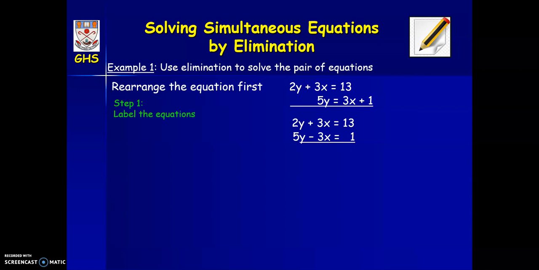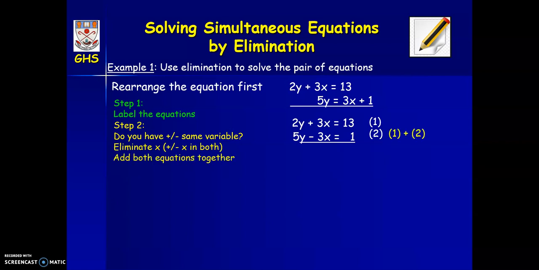So firstly, label the equations. Second thing, decide which variable we are going to eliminate. So we're looking for the same amount of x or y, but with opposite signs. So we can see in equation 1 we have a plus 3x, and equation 2 we have a minus 3x. So we're going to eliminate the x's. We do this by adding both the equations together. So when we do this, the x terms will eliminate. We total the y terms and total the numbers. So we get 7y equals 14.